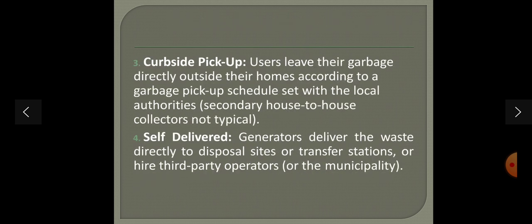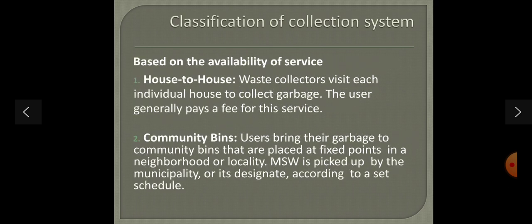Then there is the curbside pickup. In this case, outside homes there will be curbs wherein some containers shall be placed, and then again the people will put the waste into these containers. That is what we call the curbside pickup. And then comes the self-delivered. Here the generators will deliver the waste directly to the disposal sites or the transfer stations, or they will hire another person or a third party for the purpose. When we say third party, it means the municipality or somebody else, whoever is assigned to do this. So these are the different classifications of the collection system based on the availability of the service.